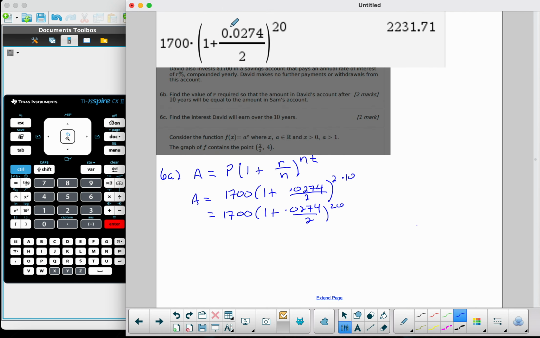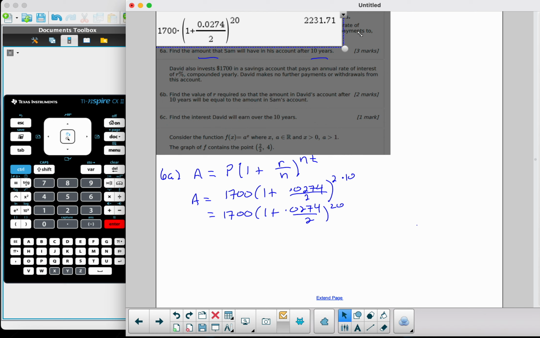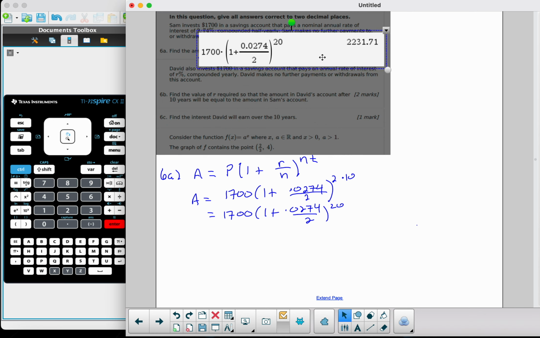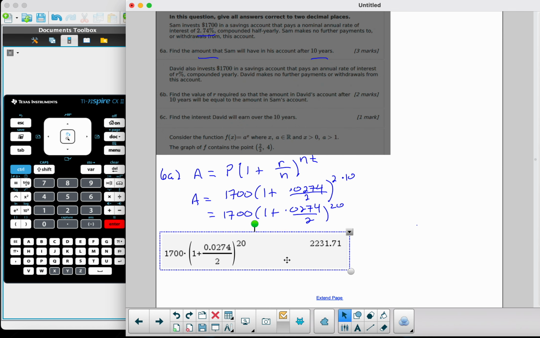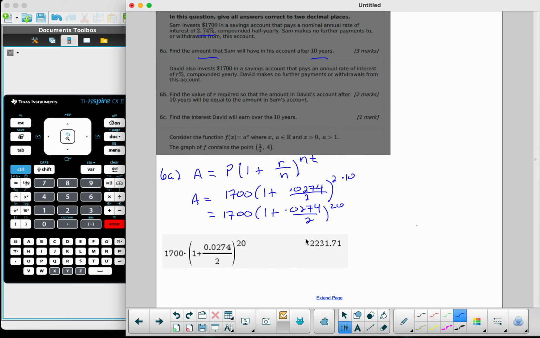1700.02742 to the 20. Good. So that's correct. And do they say to the nearest anything? Oh, they said to two decimal places. Round everything to two decimal places. So then our answer would be... oh, it's already there. Yeah, this would be our answer. Rounded nicely.